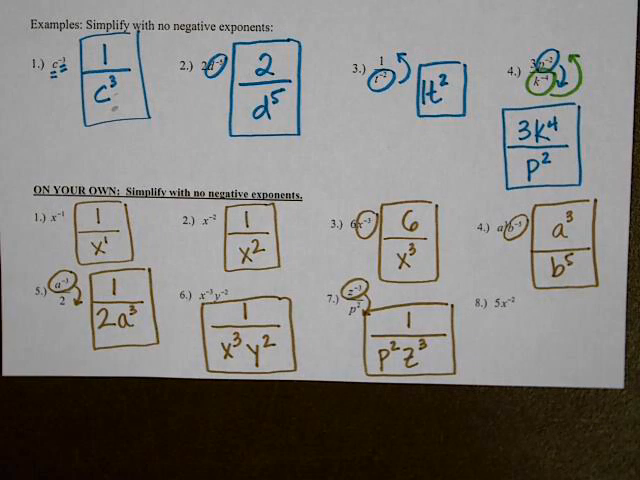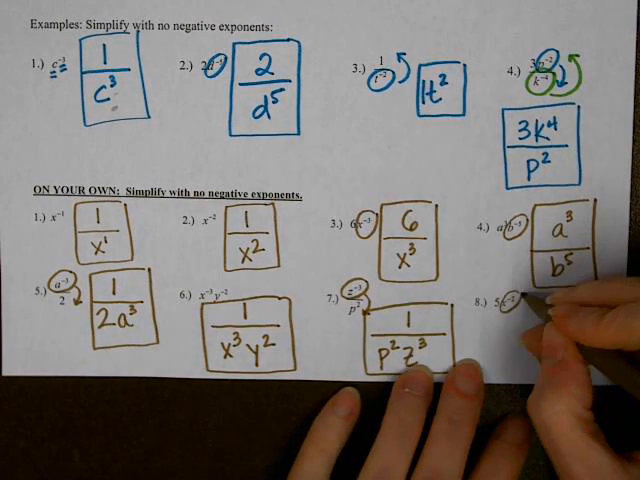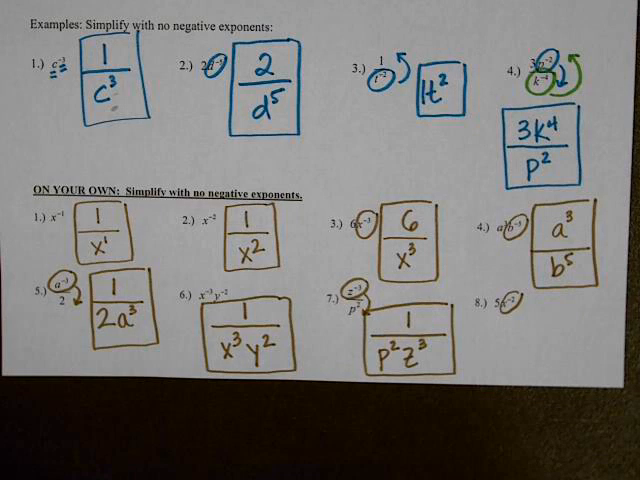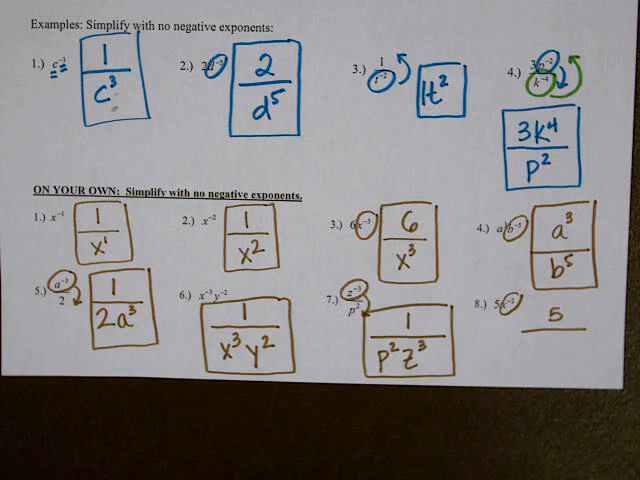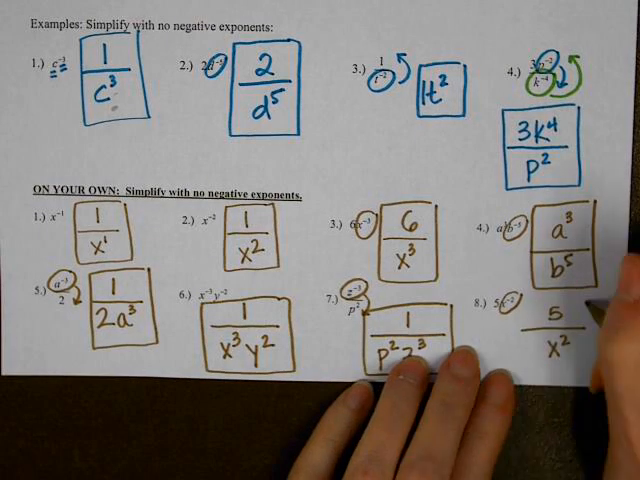And then last one, number 8, if your exponent's negative, drop it like it's hot, but don't touch the 5. So the 5 is going to stay on top, but the x squared becomes positive when we drop it.